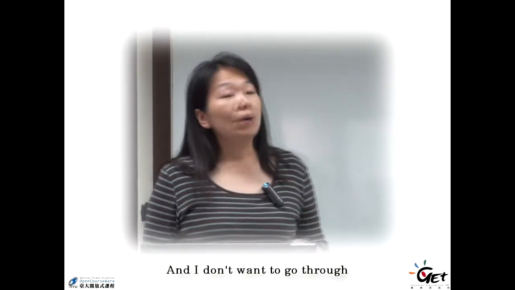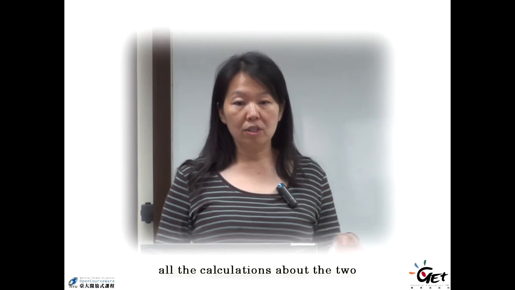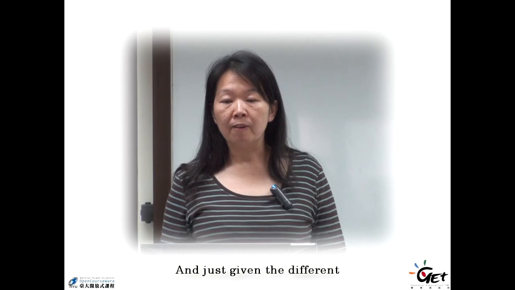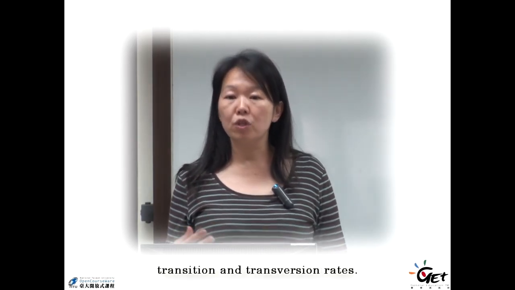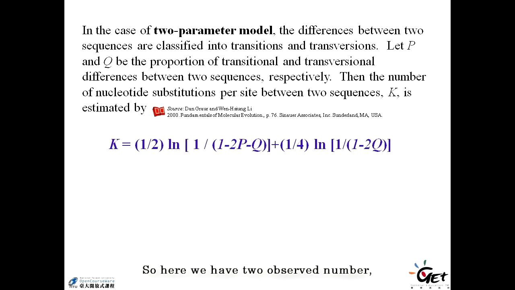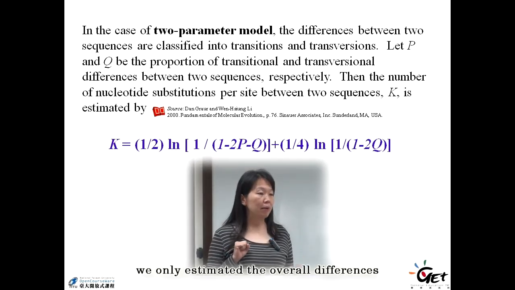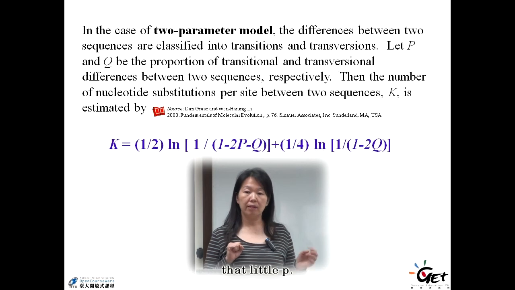And I don't want to go through all the calculations for the 2-parameter model, but it's very similar, just given different transition and transversion rates. So here we have 2 observed numbers, the big P and big Q. These 2 numbers are the observed proportions of transitions and transversions. So in the previous slide, when we used the 1-parameter model, we only estimated the overall differences, that little p.